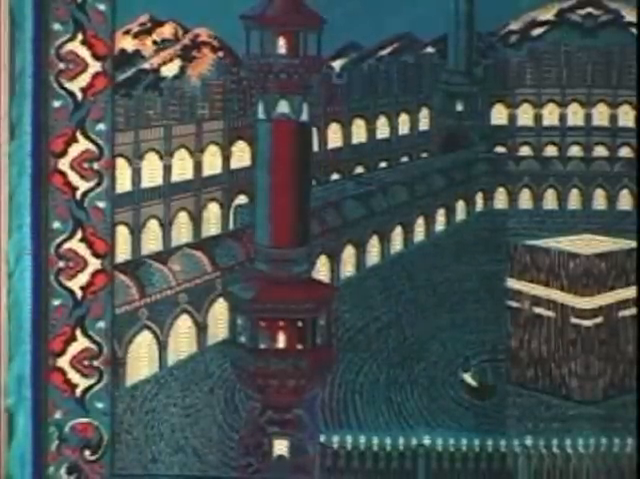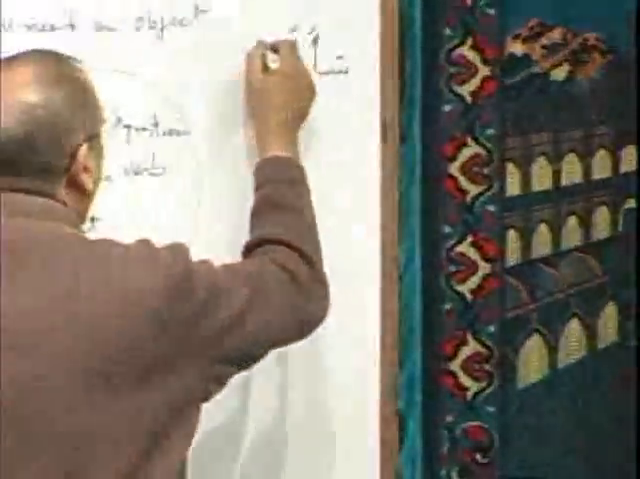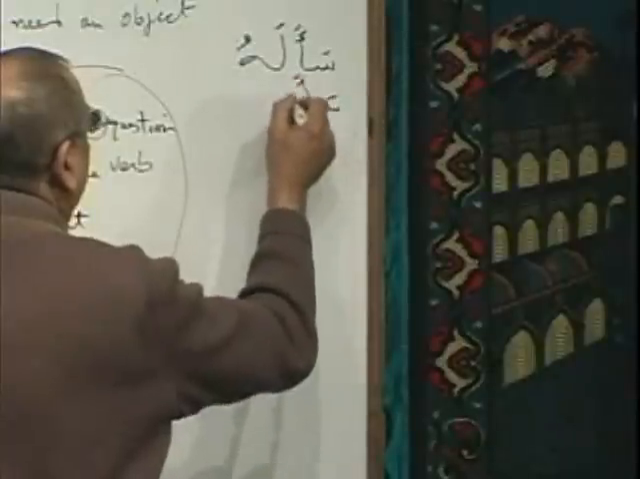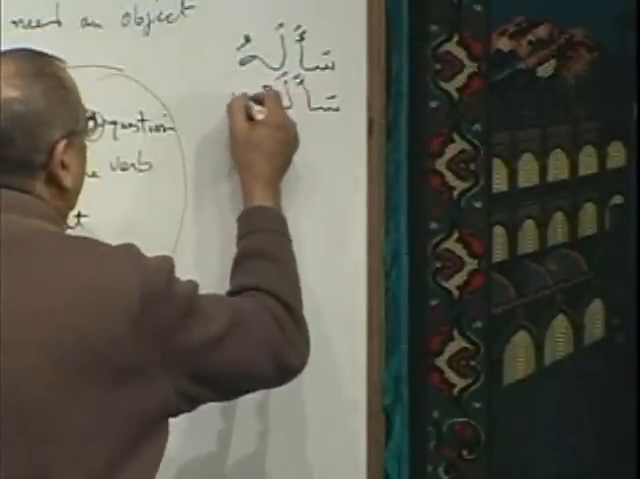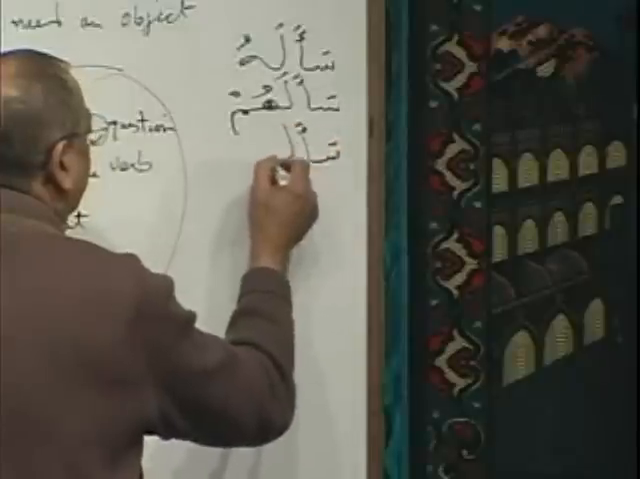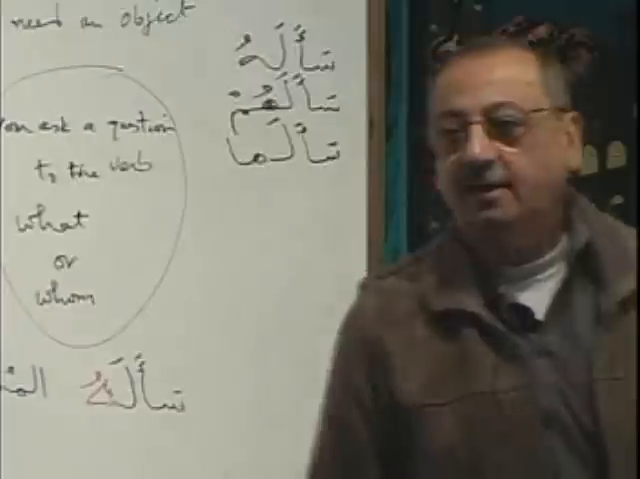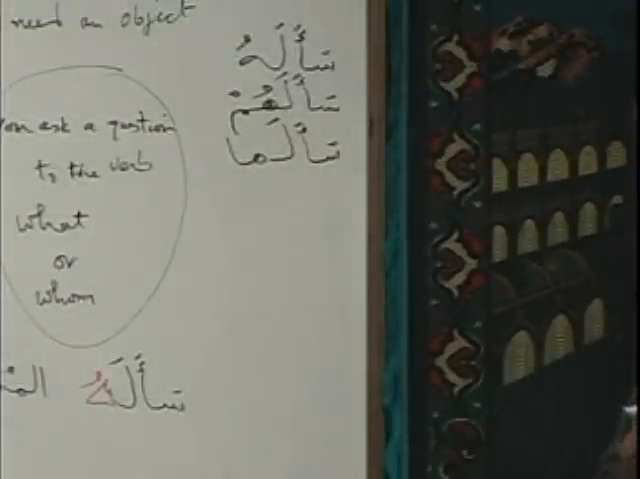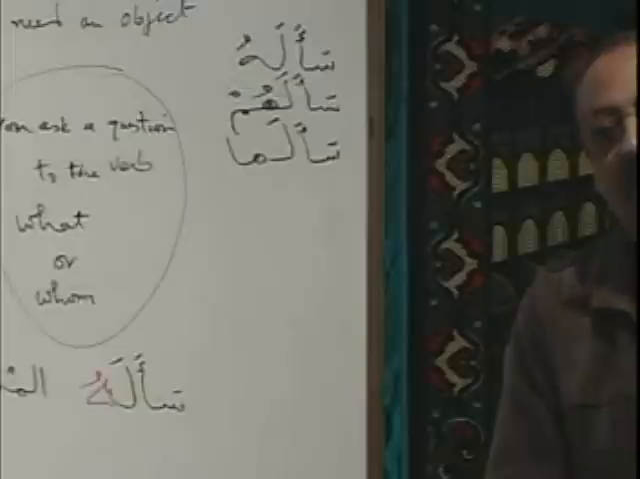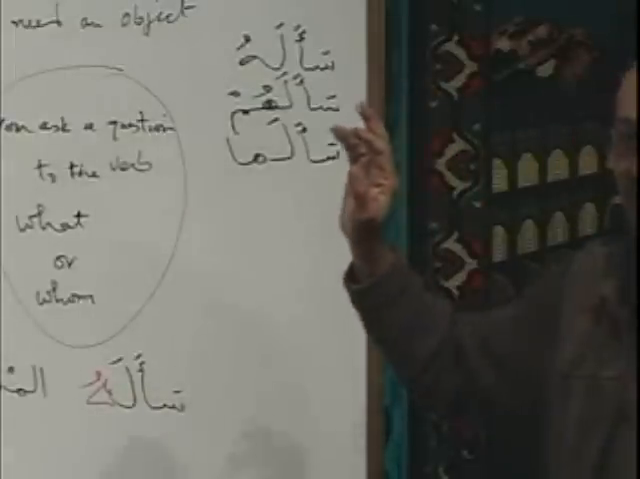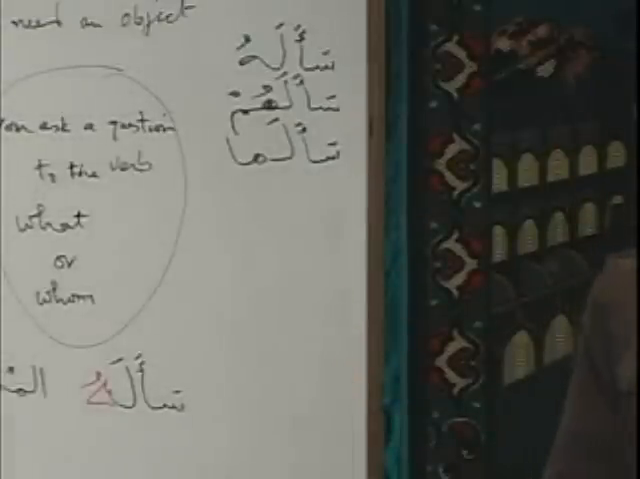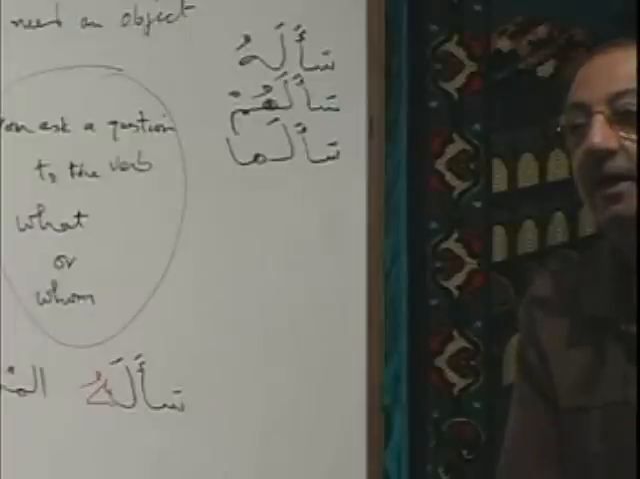Sa'alahuma al-mudarrisu. Now this is for feminine. So the teacher asked the two of them. See here, I will write down here, brother. Sa'alahu, sa'alahum, sa'alaha, are you with me? And sa'alahunna. But as I said, we can do 14 pronouns. Let us do the 14 pronouns, one by one. Sa'alahu, sa'alahuma, sa'alahum, sa'alaha, sa'alahuma, sa'alahunna.